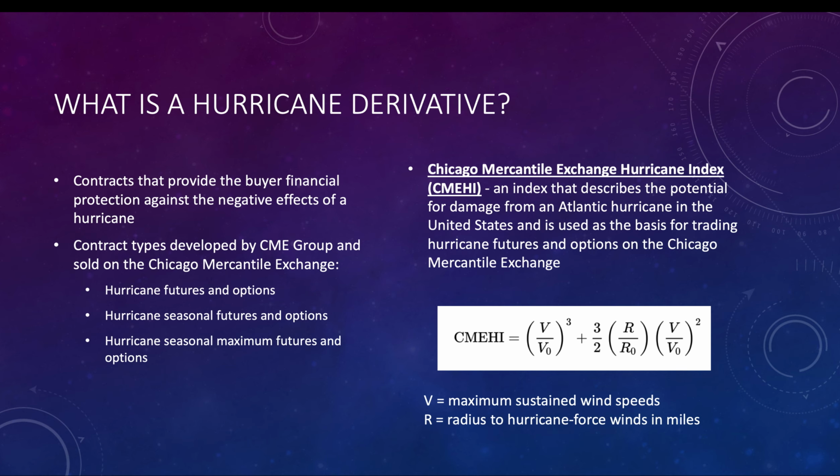The CMEHI is how they are listed. It's an index that describes the potential for damage from the Atlantic hurricane in the United States and is used as the basis for trading hurricane futures and options on the Chicago Mercantile Exchange. As you can see, the formula down at the bottom right shows how they calculate this.